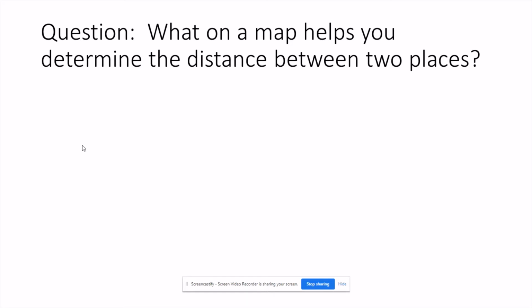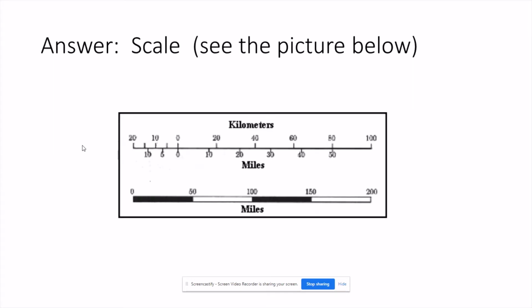Question: what on a map helps you determine the distance between two places? A scale. Usually we'll use miles. The abbreviation for miles is MI.